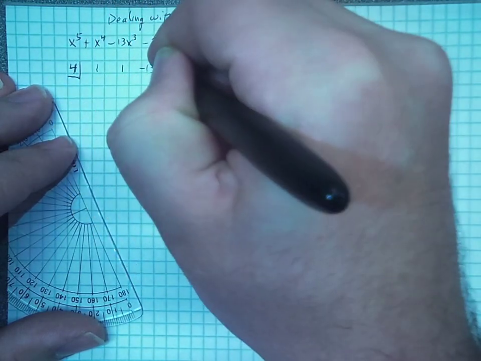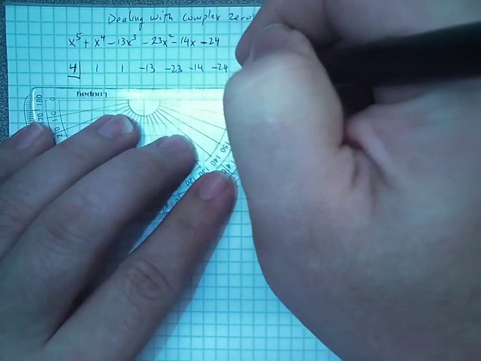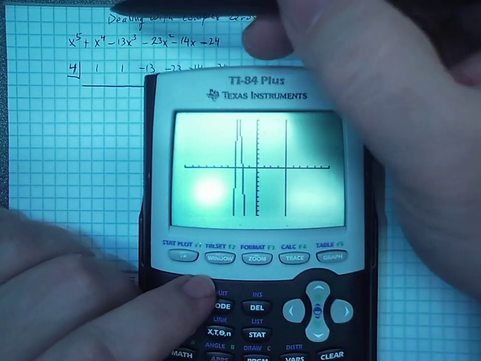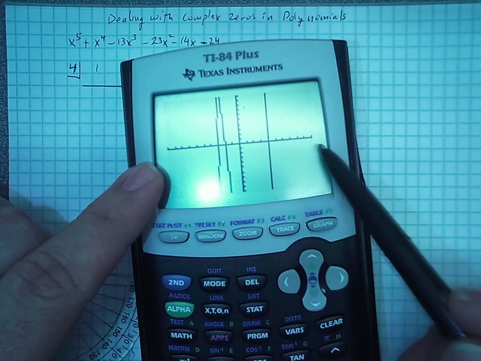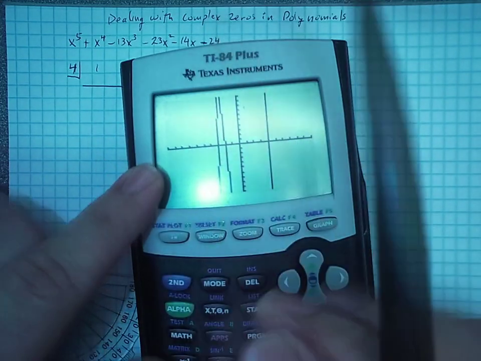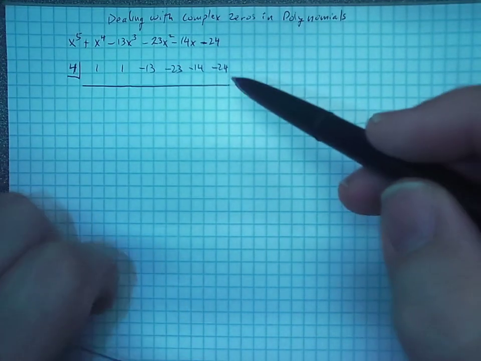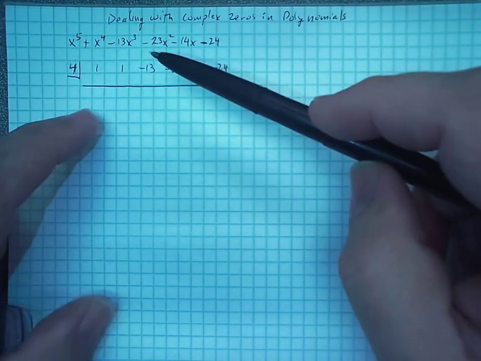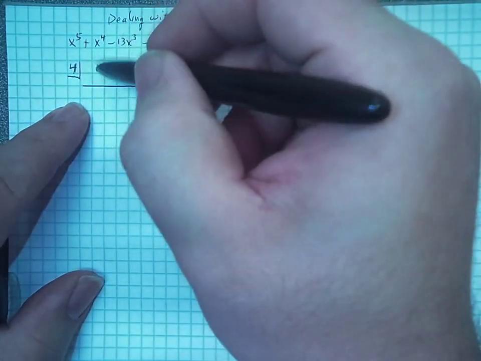1, 1, -13, -23, -14, -24. I suppose I should preface this by saying I identified on my calculator only 3 real zeros. And this is a 5th degree polynomial, which means there's 2 missing. Theoretically, it's possible that there could be one that's bigger than 10 or one that's less than -10, although in this case, I'm fairly certain they are complex. They're imaginary, which is why there are no x-intercepts. In order to find them, I have to break this polynomial down to where what I have left is the irreducible quadratic. So I'm going to proceed.